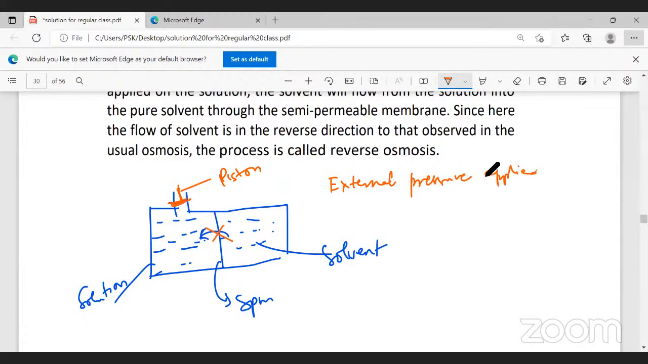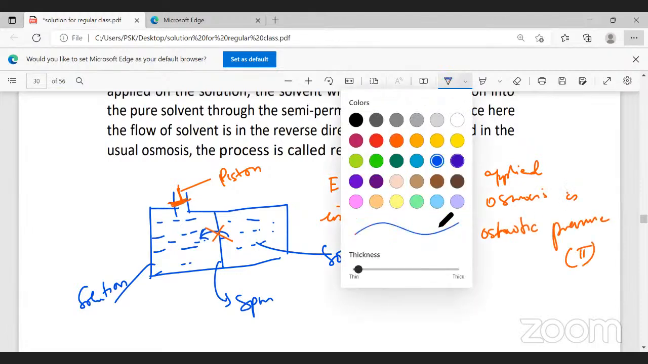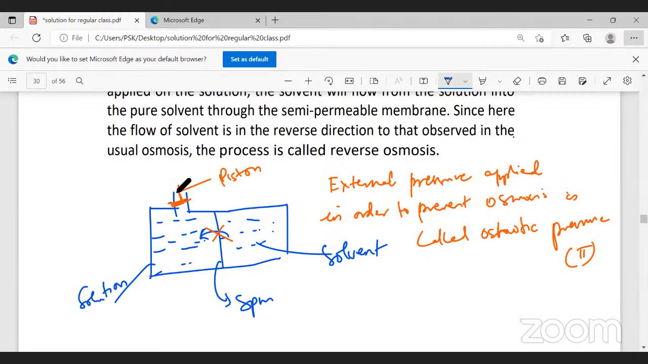to prevent osmosis is called osmotic pressure, and it is represented by the letter pi. Now, do you understand what is osmotic pressure? The external pressure applied in order to prevent osmosis. See, we are fixing a piston here. This piston is not movable. Therefore, what happens? The pressure which is applied externally prevents the flow of solvent particles from a region of lower concentration to higher concentration. That's called what? Osmotic pressure. Followed with this?